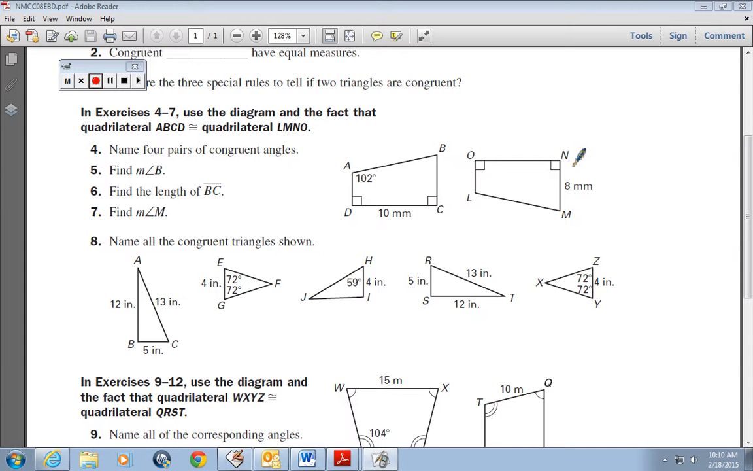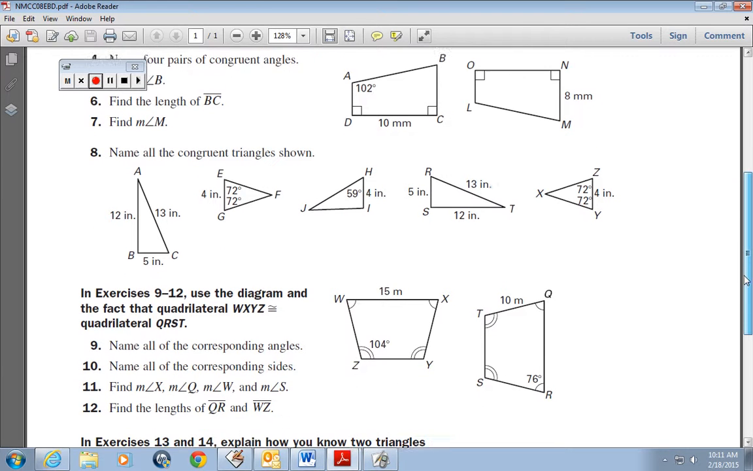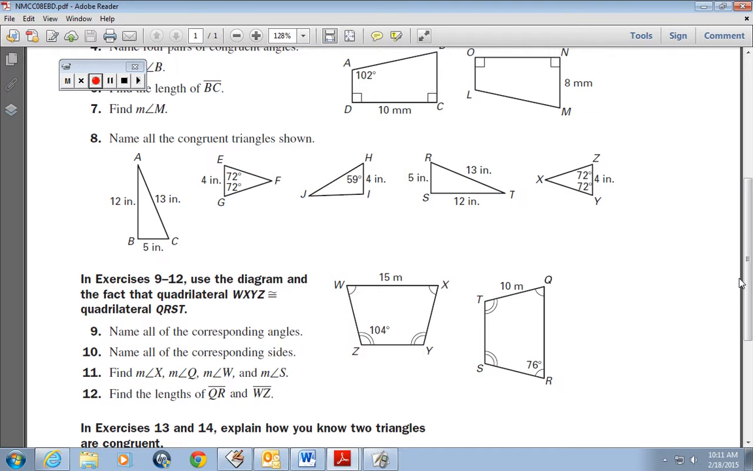Now, number 8 wants you to match the triangles that are shown. So you have to pick. There's 1, 2, 3, 4, 5. Okay, of the 5, there's going to be 2 pairs that match. So one of them isn't going to match anything. The other 4 will each have a partner. Okay, so you've got to figure out which ones those are.